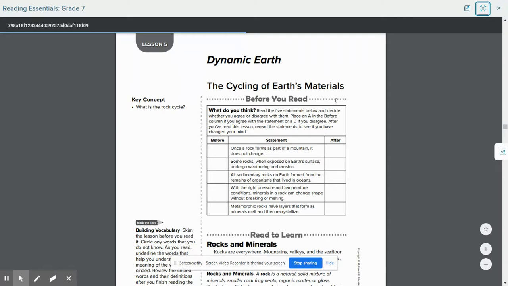Read the 5 statements below and decide whether you agree or disagree with them. Place an A in the before column if you agree with the statement, or a D if you disagree. After you've read this lesson, reread the statements to see if you have changed your mind.